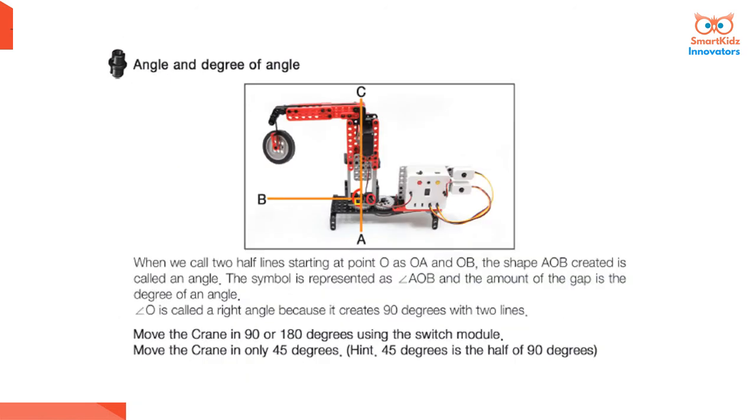As shown in the diagram, when we call two half lines starting at point O as OA and OB, the shape created is called an angle. The amount of the gap is the degree of an angle. Angle O is called a right angle because it creates 90 degrees with two lines. You can move the crane in 90 or 180 degrees using the switch module.